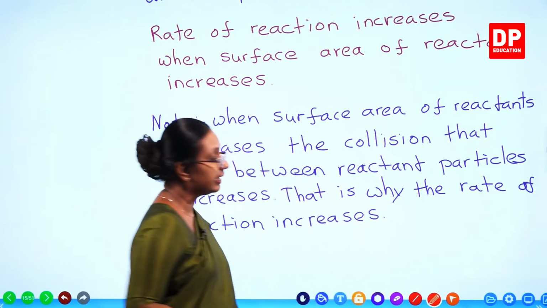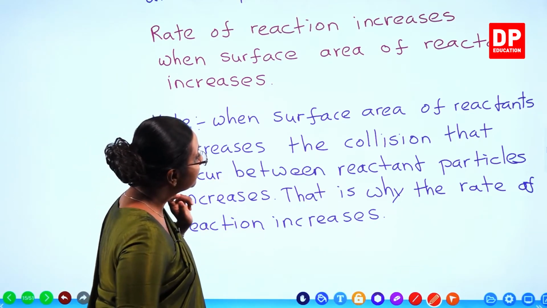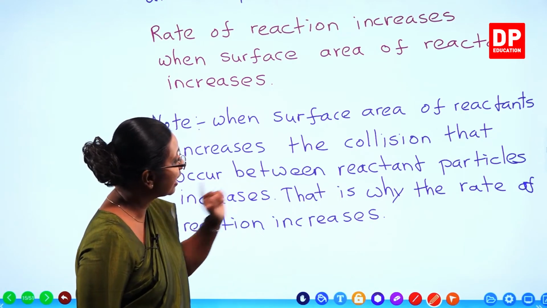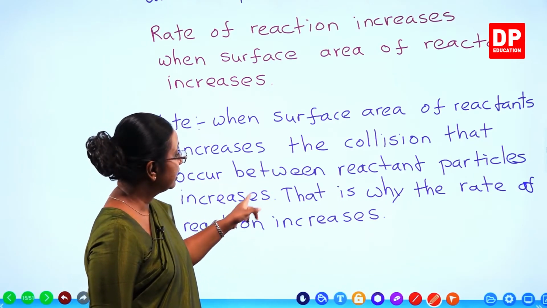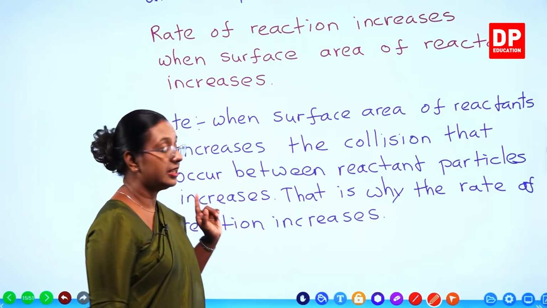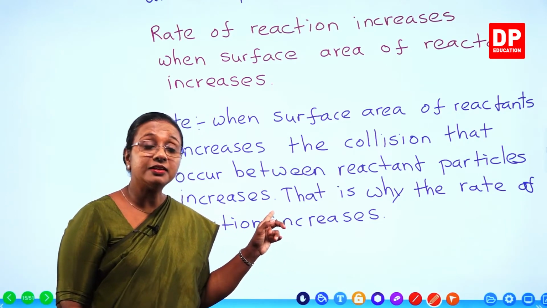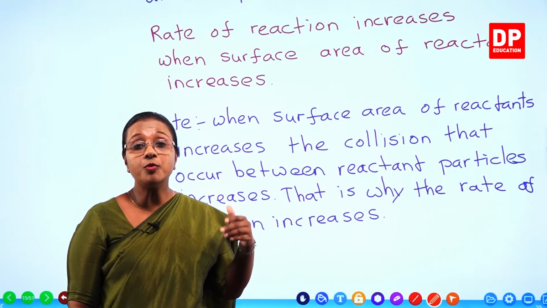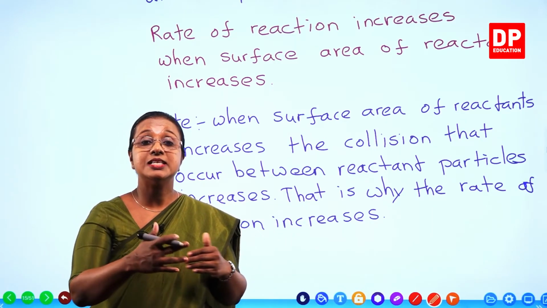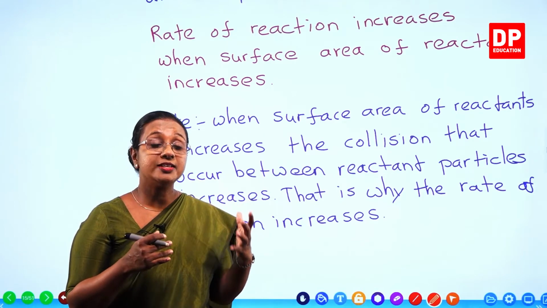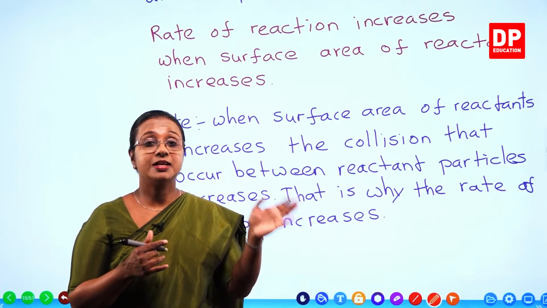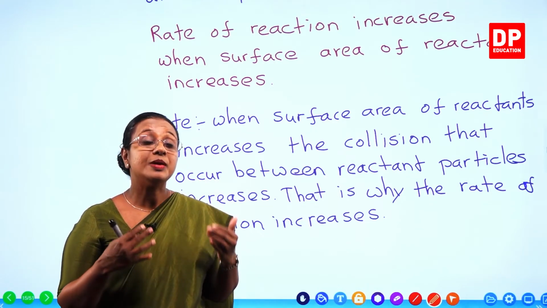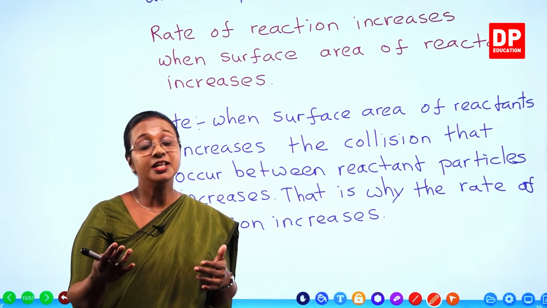So this is the explanation. When surface area of reactants increases, the collision that occur between reactant particles increase. That is why the rate of reaction increases. So how does the collision between particles increase? Because there are more reactant particles in contact with each other. For example, more calcium carbonate particles come in contact with hydrochloric acid particles. So because of that, the rate of reaction increases.